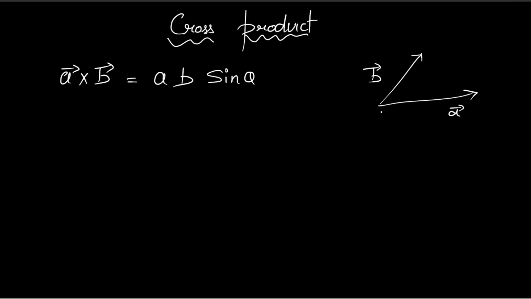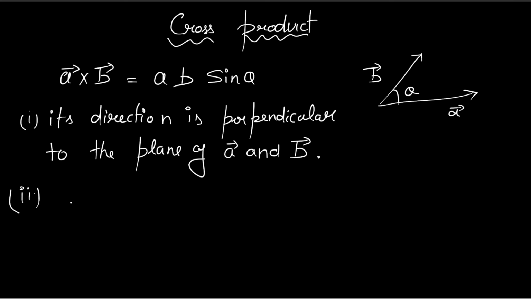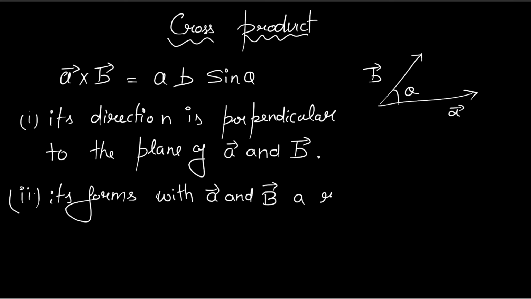Let me assume that this is the A vector, and this is the B vector. Then simply A cross B is the A magnitude, B magnitude, and sine theta. Theta is the angle between the two vectors. We have seen the A B sine theta for the cross product.